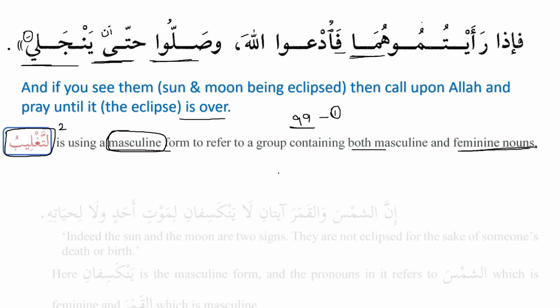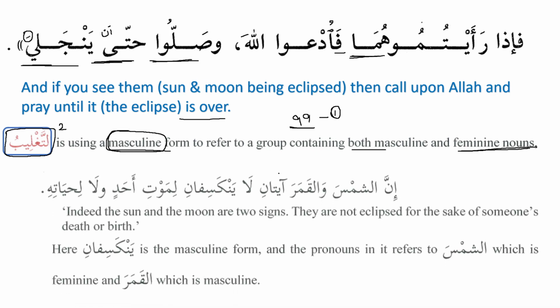And here we can see that Inna shamsa wal qamara ayatani. We know that shams is feminine and qamar is masculine, but the verb that we have over here is used for the masculine, yankasifani. That's what I have explained in detail, that whenever the audience is mixed, when we have masculine and feminine gender, the noun or verb used in the Arabic language is for the masculine and not for the feminine.